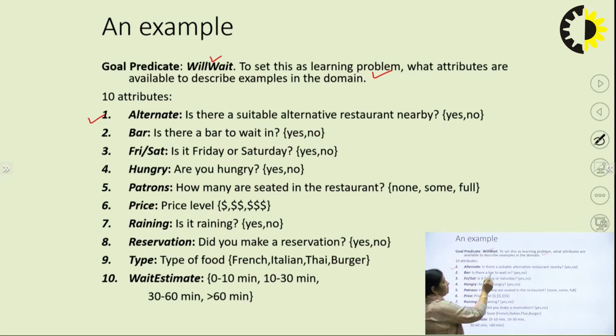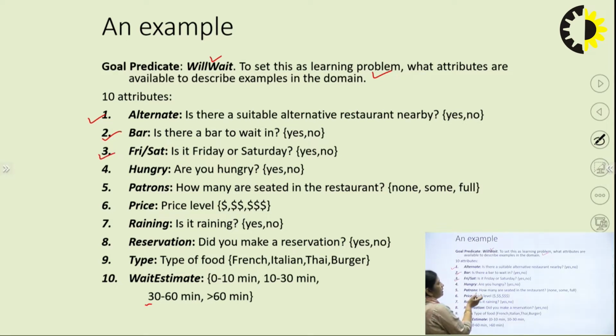Alternate says whether there is a suitable alternative restaurant nearby, which can have the value true or false. There may be some alternate or there may not be. Second is bar. Bar specifies whether there is a bar to wait in. If we need to wait at the restaurant, is there any bar where we can sit and wait? Again it has two options, yes and no.